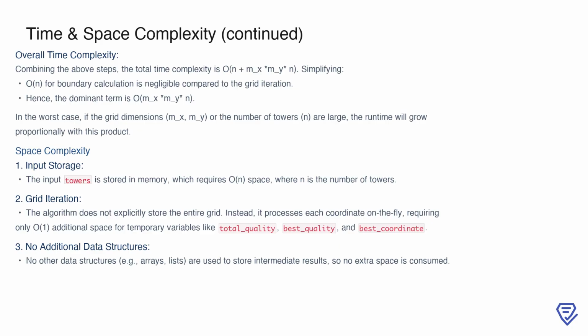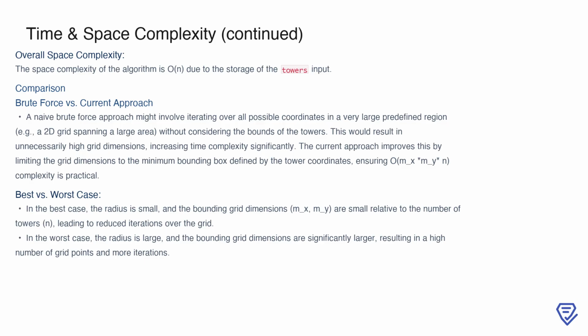Shifting to space complexity, the input towers are stored in memory, which requires n space. While iterating through the grid, we process one coordinate at a time without explicitly storing the entire grid, so this step requires only 1 additional space for temporary variables like total_quality and best_coordinate. Furthermore, no other data structures are used to store intermediate results, meaning no extra space is consumed. Summarizing the space complexity, it is n, primarily due to the storage of the input towers.